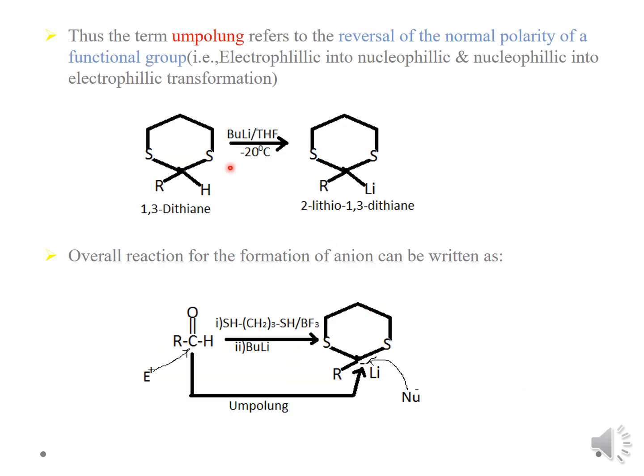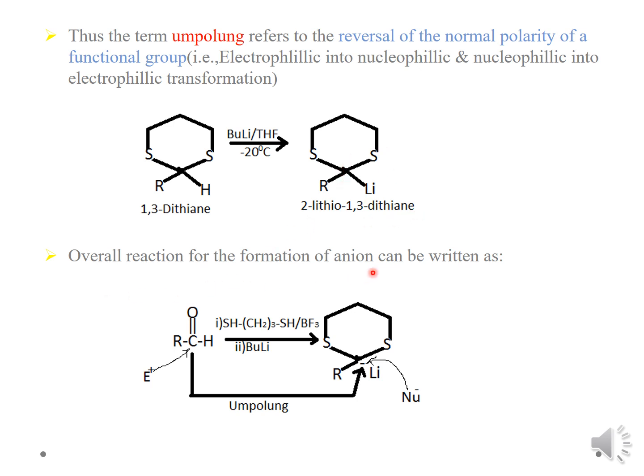So here, for example, if you take the 1,3-dithiane and treat it with butyl lithium in THF at minus 20 degrees Celsius, what happens is, this is the structure, and this hydrogen atom is removed. That is the deprotonation of this hydrogen atom, which leads to the carbanion. The butyl group present over here will abstract the proton and generate the carbanion. That minus charge will again take the lithium atom, resulting in 2-lithio-1,3-dithiane.